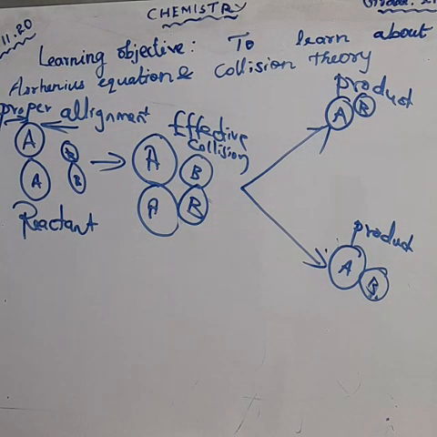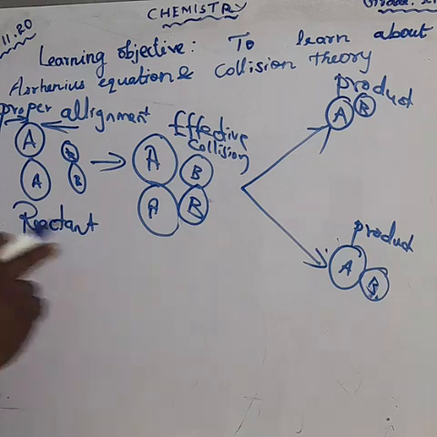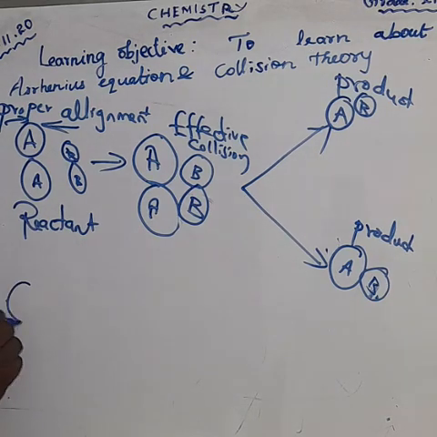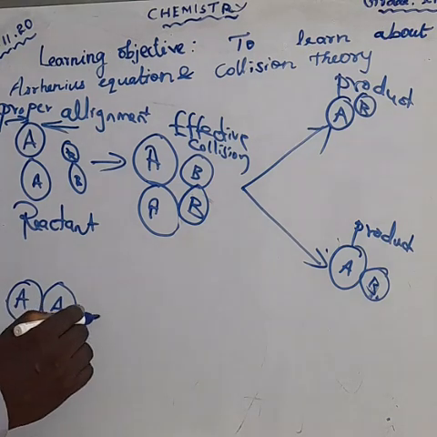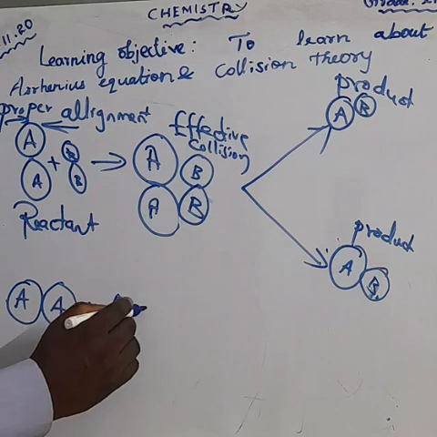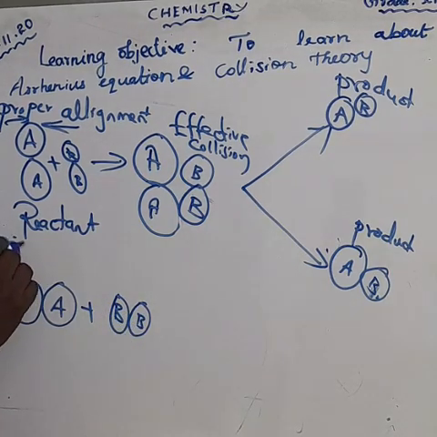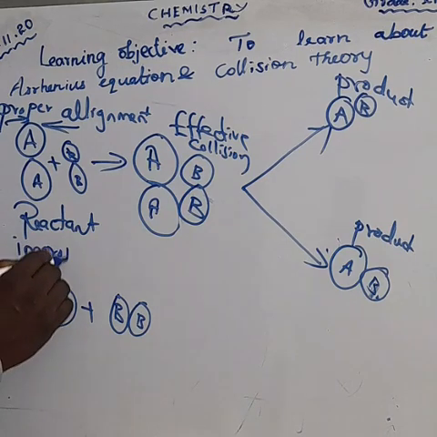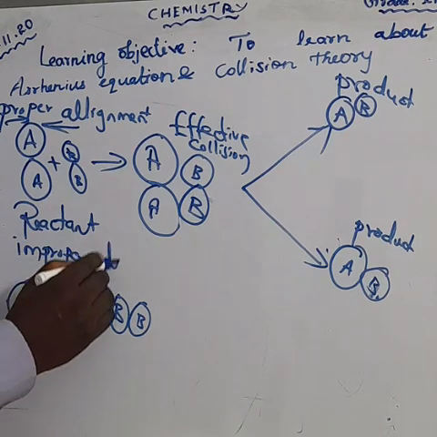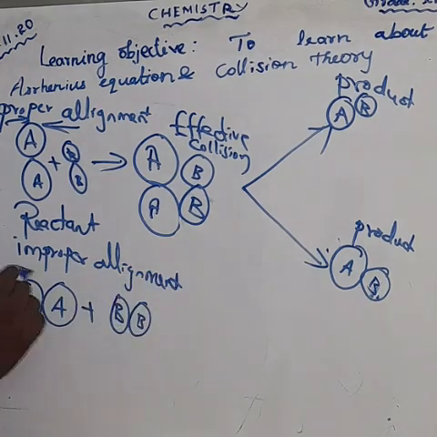We can draw the improper collision. That is, we can say this is the AA, this is the correct form. Here we are writing the linear arrangement. AA like that. A plus, here also we should be plus, B. Improper alignment. Okay.